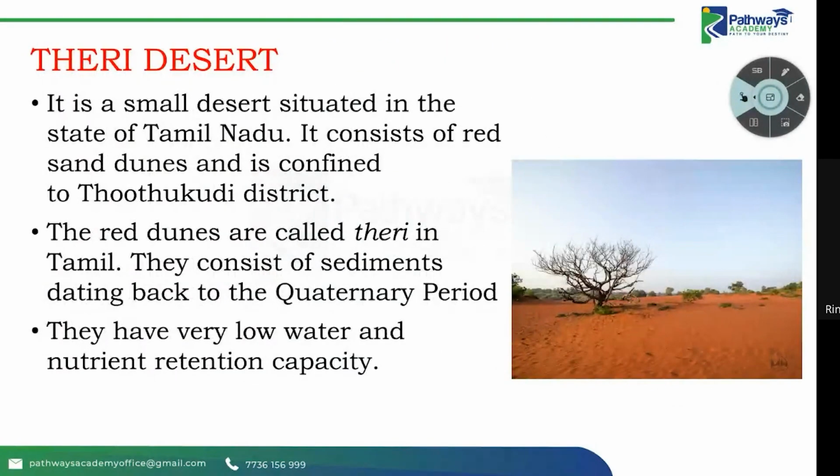Next is Teri Desert. It's a desert forming in Tamil Nadu, Thoothukudi district. It's a climate change region. That's why I included this. If climate change is hitting and some deserts are forming, UPSC will definitely ask. Teri Desert. It's in Tamil Nadu. It is filled with red dunes.